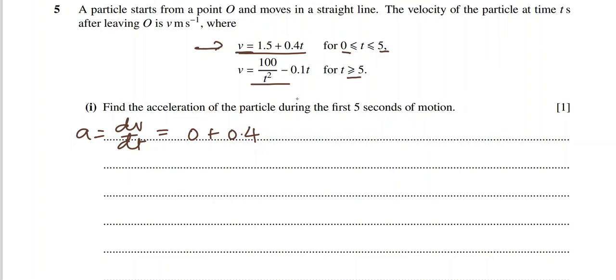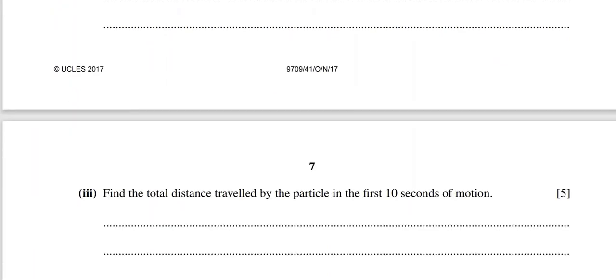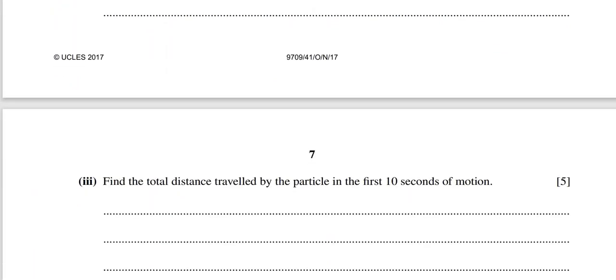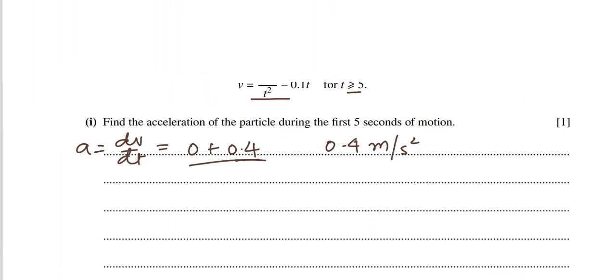From 0 to 5 seconds, this is the constant acceleration, 0.4 meters per second squared. We don't have to apply any value for t, because there is no t in this. That's why it is just one mark. Let's go to the next part. Find the total distance traveled by the particle in the first 10 seconds.